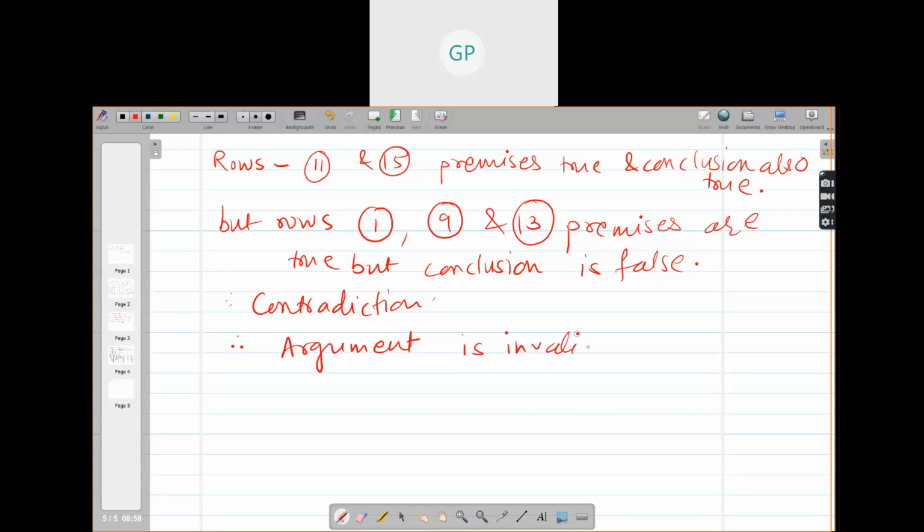Have you understood the technique? Yes, ma'am. In a truth table, what do we have to see? What is the moral of the story? That you have to find a row in which all the premises are true and check what happens with your conclusion. Okay? So we can stop here, I think, because it's 8:59.